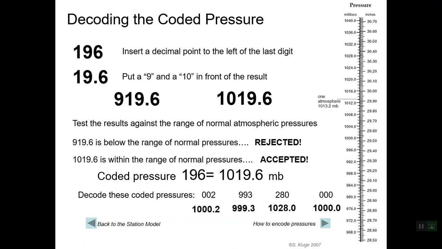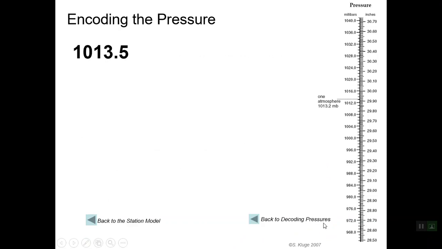We took a station model, we saw the number, and we decoded it to regular air pressure. But what if you have the air pressure and then you need to encode it? What do you do? First, remove the decimal point. So you now went from 1013.5 to 10135.